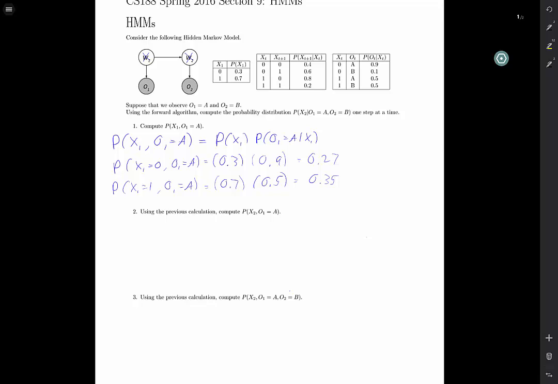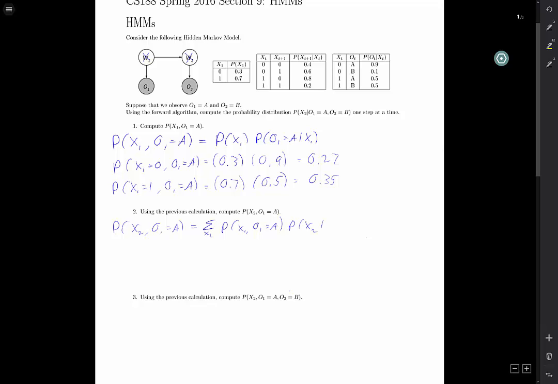So now number 2. Using the previous calculation, compute probability of x2, comma O1 equals A. So this is going to be passage of time, so we can rewrite this. Probability of x2 comma O1 equals A as the sum over all x1 of the probability of x1 comma O1 equals A, and the transition probability, so probability of x2 given x1. So now we do this for both values of x2.